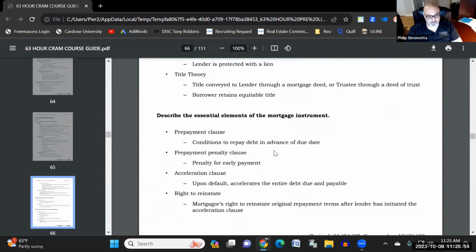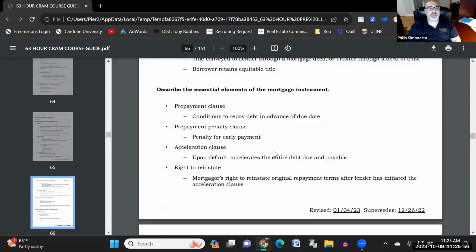All right. So let's look at the next section, where we need to describe the essential elements of the mortgage instrument. So what are the essential elements of it? In the mortgage document, there's going to be a prepayment clause. This will give you the conditions to repay the debt in advance of the due date. That prepayment clause will say you're allowed to pay it off at any time. You win the lottery, you want to pay it off, no penalty. A prepayment penalty clause means there's a penalty for early payment.